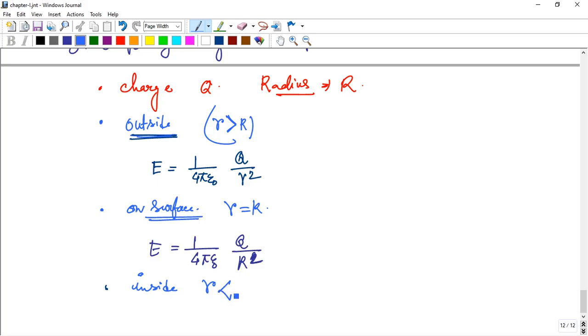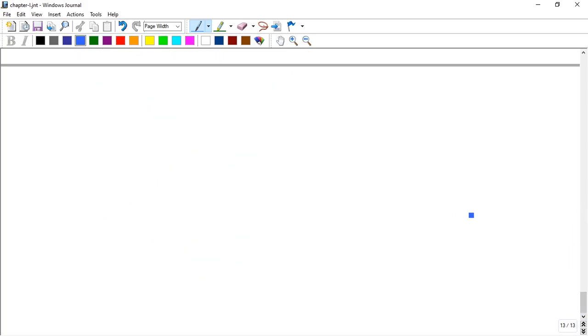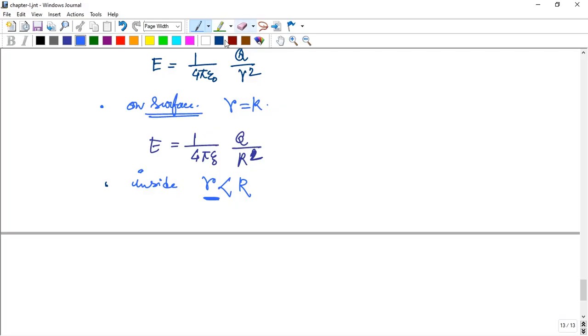Inside, small r is less than capital R. Now this Gaussian surface encloses zero amount of charge. If there is zero charge enclosed, the electric field is zero here. That is the application of Gauss's law.